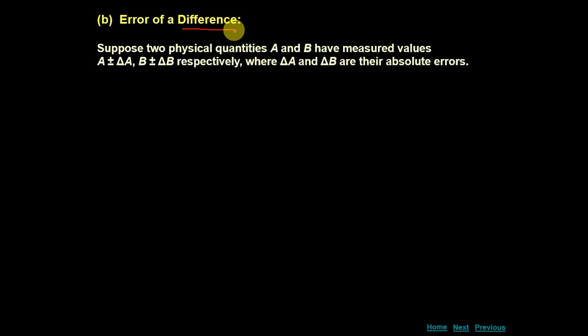Now we are going to see how these errors propagate in difference. We are going to take the difference of two physical quantities having errors. The same two physical quantities we are going to consider, A ± ΔA and B ± ΔB, where ΔA and ΔB are their absolute errors.